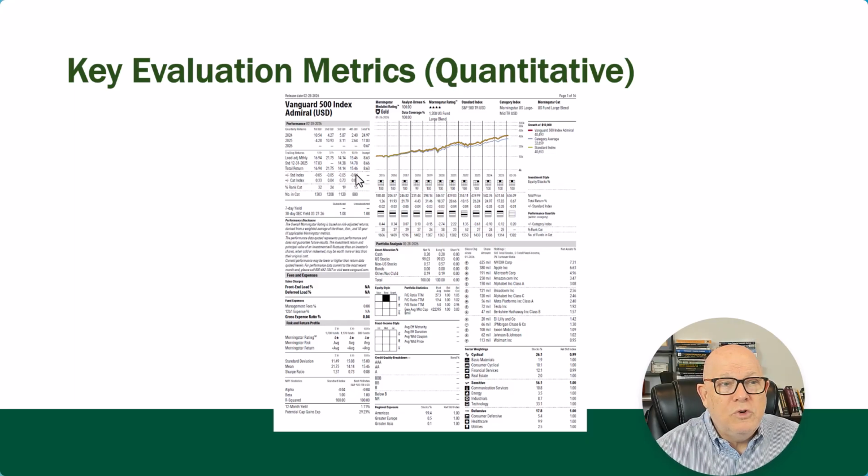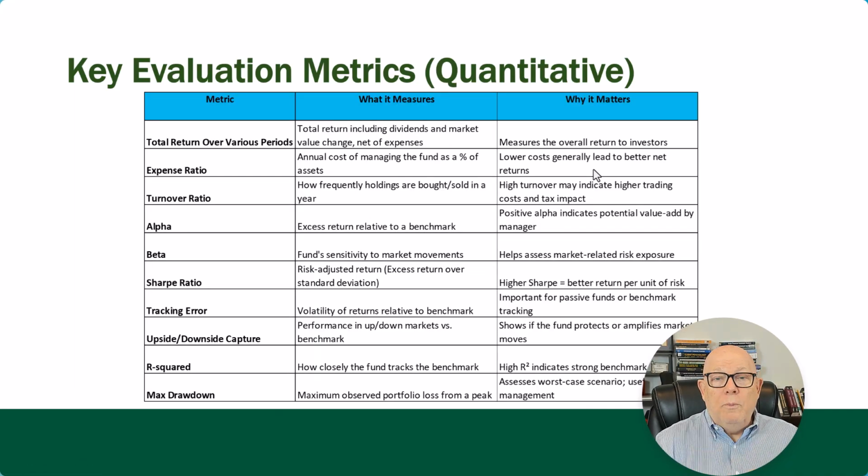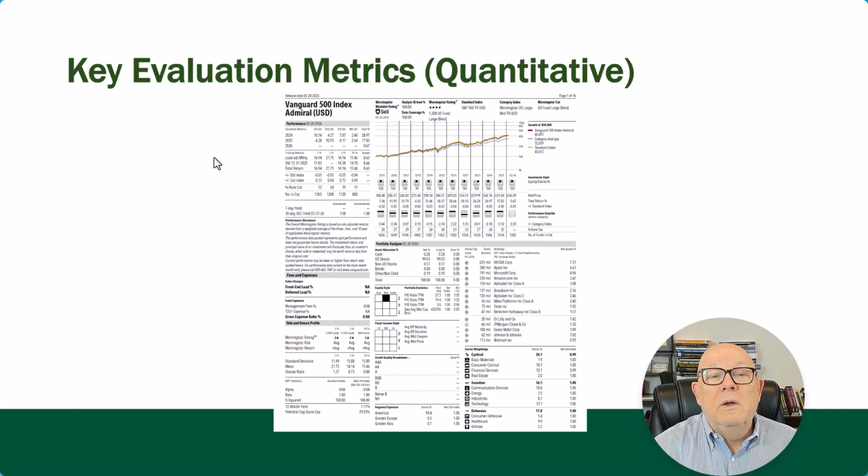All right, so we're going to switch and talk about quantitative and qualitative metrics to look at. So one of the things we look at is what's the return been over various periods. So what I just showed you, how did they do over the last year, the last 5 years, the last 10 years? Some funds have been around more than 10 years, so you can look longer, 15 years, 20 years. One of the things that's on that report is the expense ratio. The expense ratio for this fund is, I believe, 0.04%.